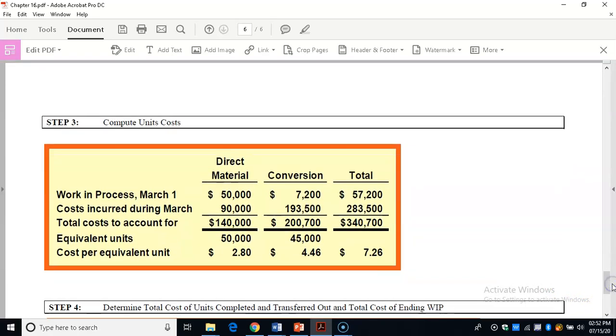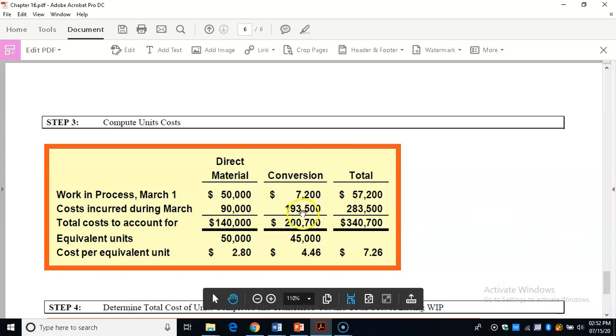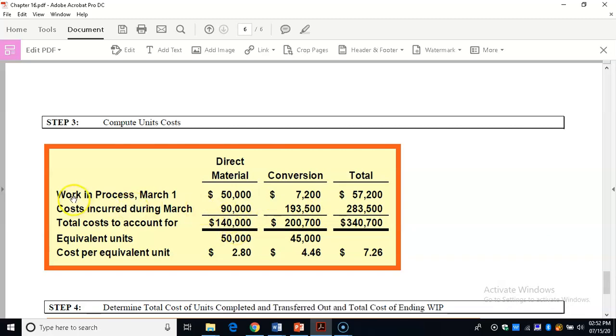Okay, here, what we're going to do is step 3. We're going to figure out how much it costs to make each individual unit. So now in step 3, we're starting to use dollar signs, dollar amounts. It says begin a work in process March 1st. That's the beginning work in process. How much direct material cost did you have?